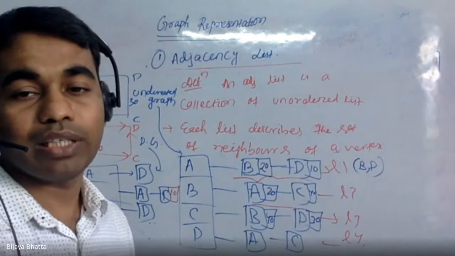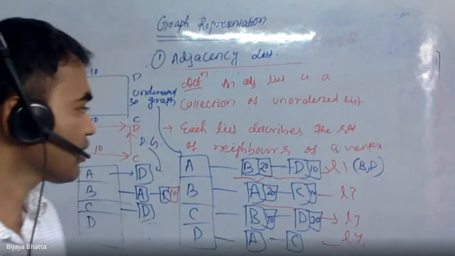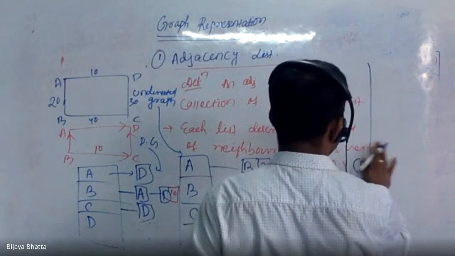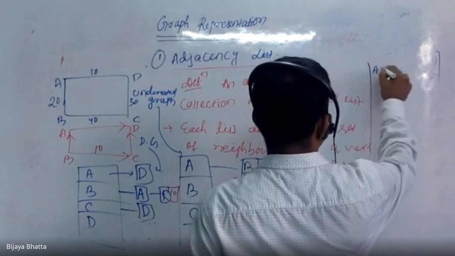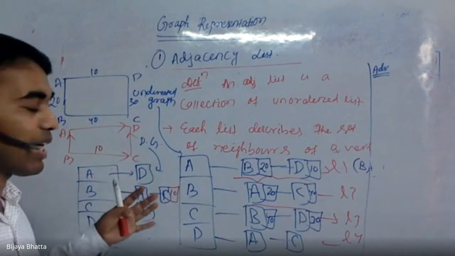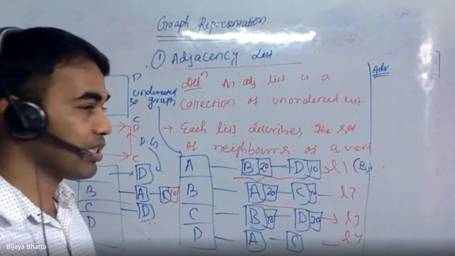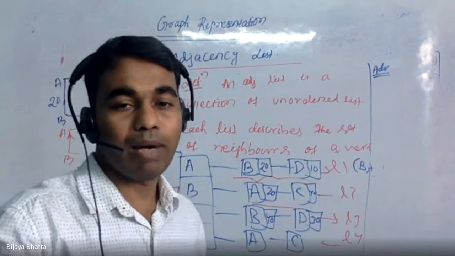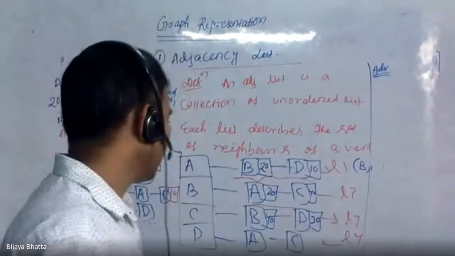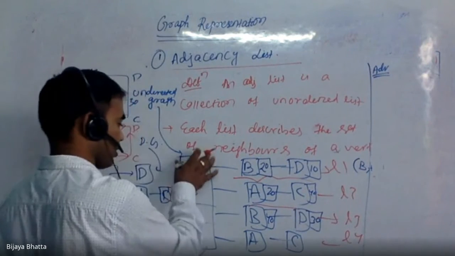So let's go for the advantages. What are the advantages? If we look into this very carefully, if you make a heading like advantages, so in the case of the adjacency matrix, we were requiring v cross v. That means if there are four vertices, then we need to create a matrix of size 4 cross 4, right? But here there is no such case. You need to create how many?